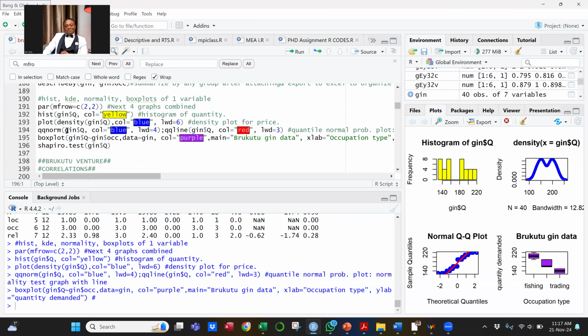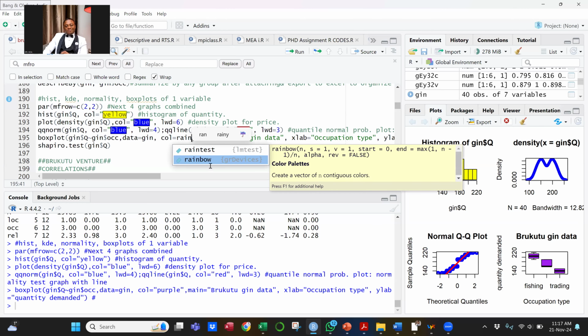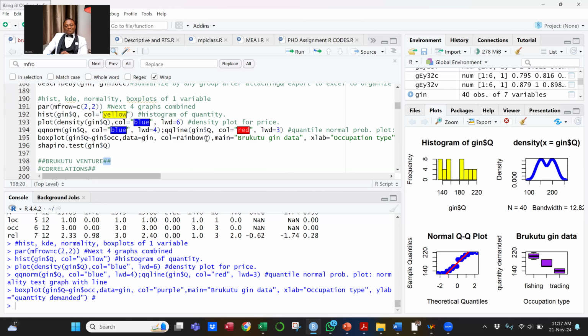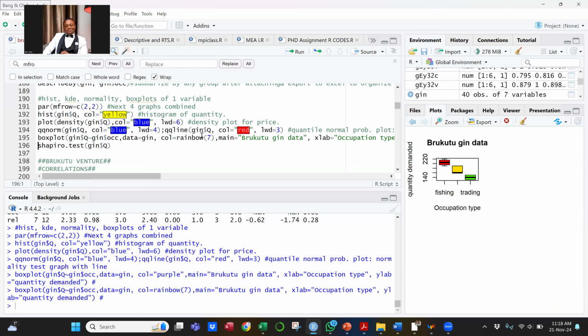You can do a box plot according to different variables. In fact, the box plot color, I made it purple, but I can just say rainbow. Let me write it. I can do rainbow and do 7. If I change that, the whole thing will go back again. Yeah, it's gone back. Anyway, now that is how it is.